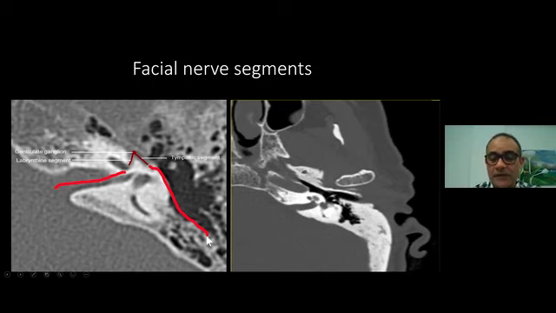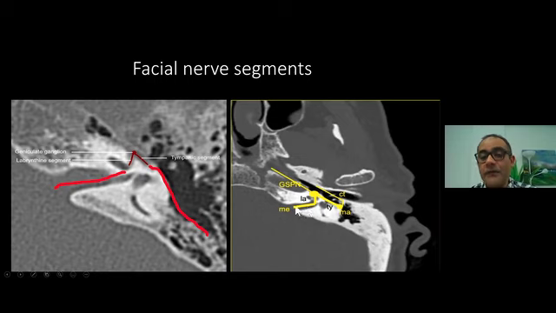And we'll see that shortly. And on the other image, I'll show you all the segments together. We have here the canalicular or the meatal segment, and we have here the labyrinthine, the inverted D shape, and we have the tympanic, and then we have here the mastoid.